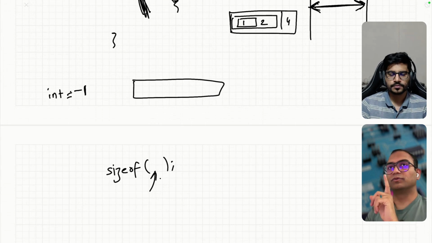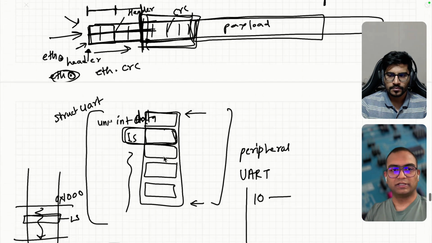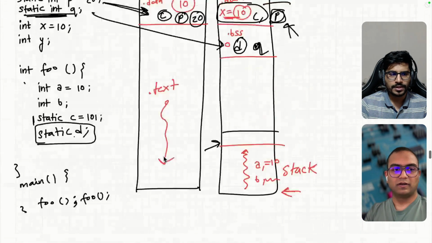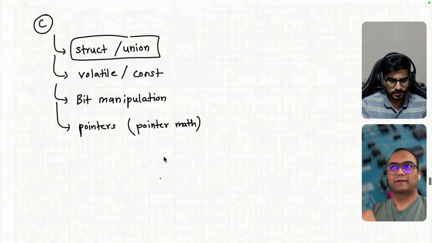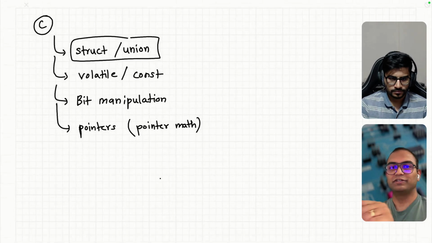Okay, perfect. So let's conclude this lecture, and as part of the next one, let's move on to discussing the other topics. I think volatile and const. Perfect. Okay, so let's conclude this, and we'll see you guys in the next one.